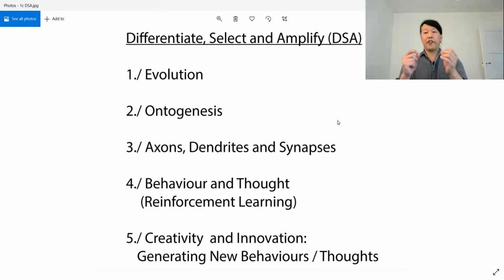But that's also differentiate, select, amplify, that it differentiates into different progenitor fields. Some progenitor fields are selected to survive, they're amplified, they get skin and bone, they get blood vessels, and they consolidate. And some progenitor fields are programmed to die. So you see, ontogenesis is also a process of differentiate, select, amplify.